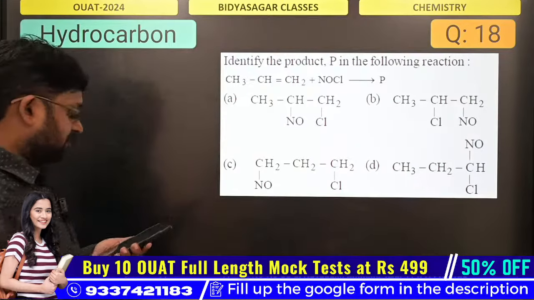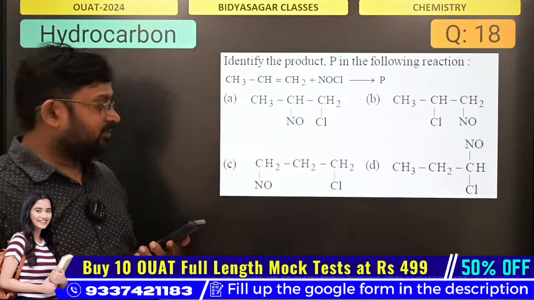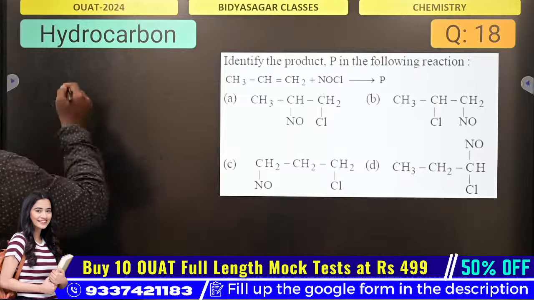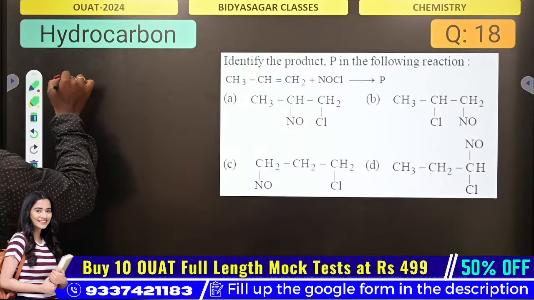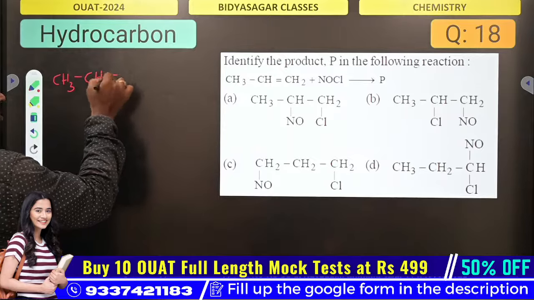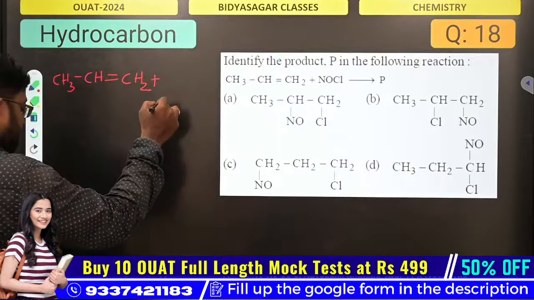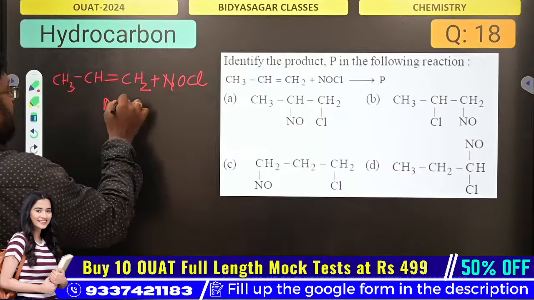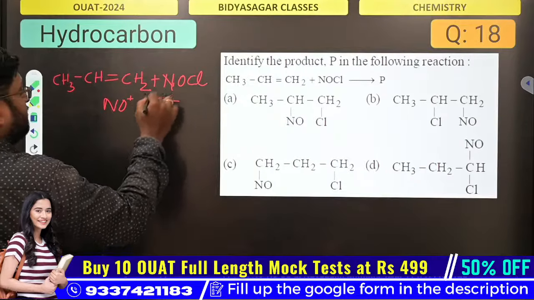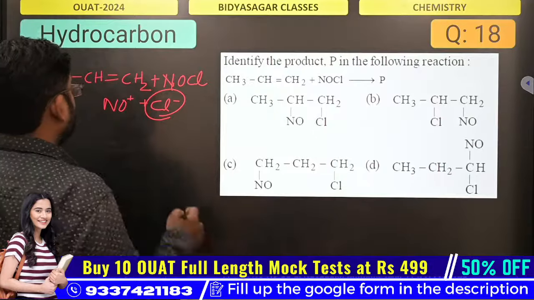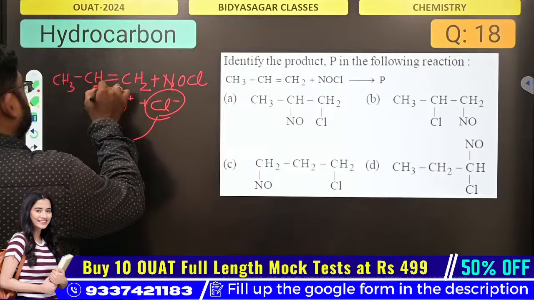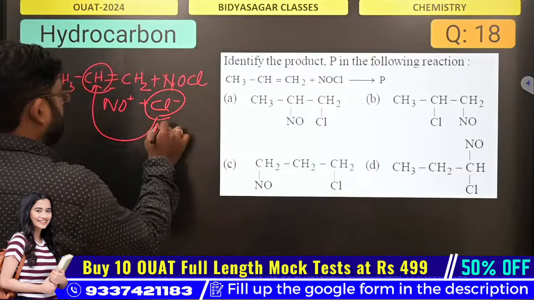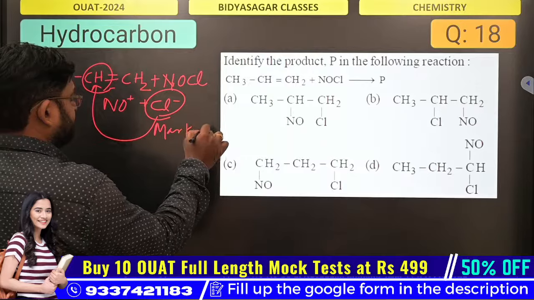Identify the product P in the following reaction. Right, so see here again, CH3 CH double bond CH2 plus NOCl. So here NO plus and Cl minus. Cl minus is the negative charge. Again the Cl minus will attack the double bonded carbon having less number of hydrogen. So it will undergo Markovnikov's rule.